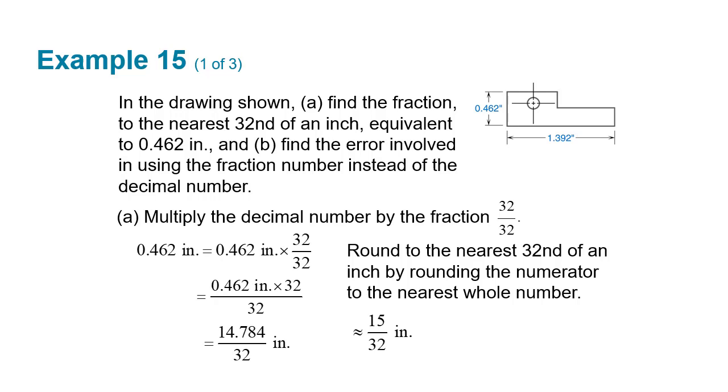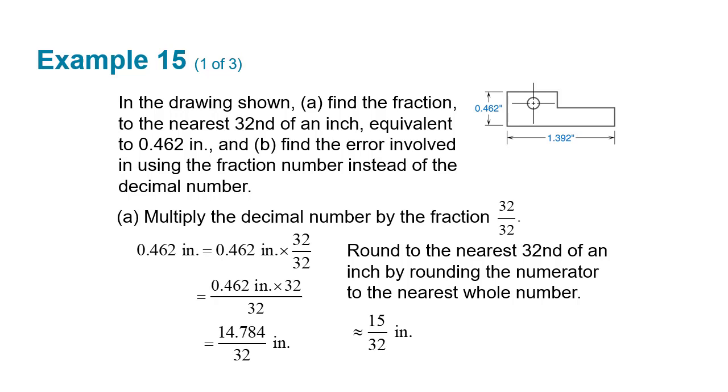So let's say you have to find the fraction to the nearest 32nd of an inch for the measurement 0.462 of an inch. Well, take 0.462 and multiply it by 1. But instead of 1, we're going to multiply it by 32 over 32, because we want to know how many 32nds we have. When you multiply 32 times 0.462, that gives you how many 32nds, which in this case is 14.784 over 32.